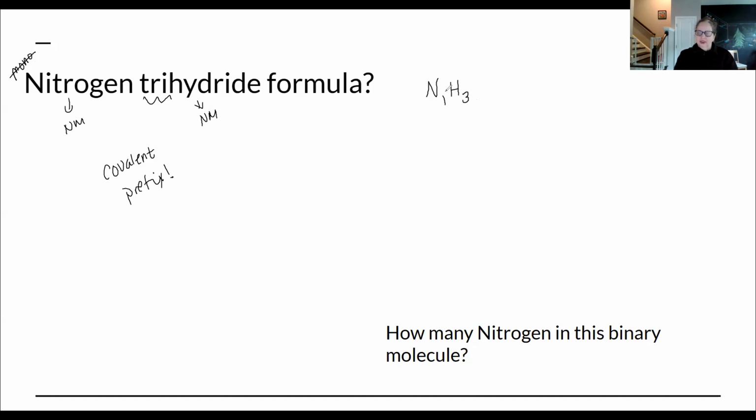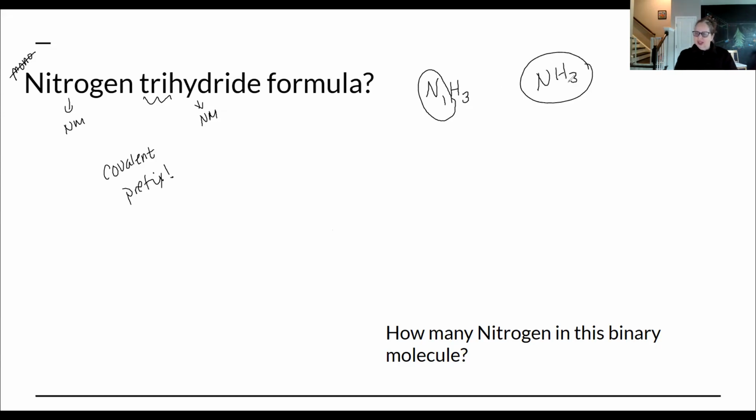So when we're answering the question, there is one nitrogen in every nitrogen trihydride, otherwise known as ammonia, which is a base. Every time. This is its ratio. Nitrogen trihydride always has one nitrogen and three hydrogens. However, there are other chemicals that could combine in a different ratio because it's covalent. When we write the chemical formula, NH3.